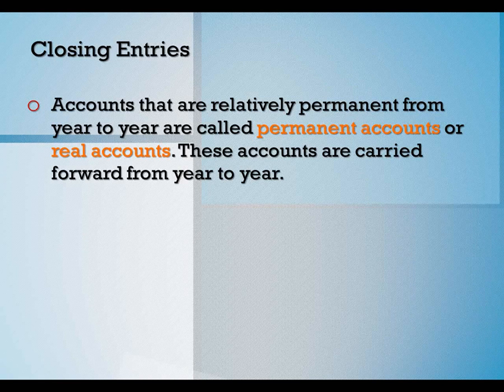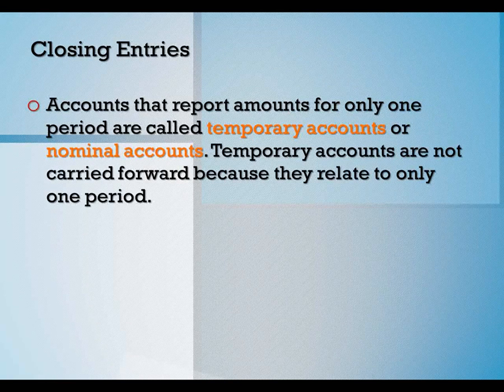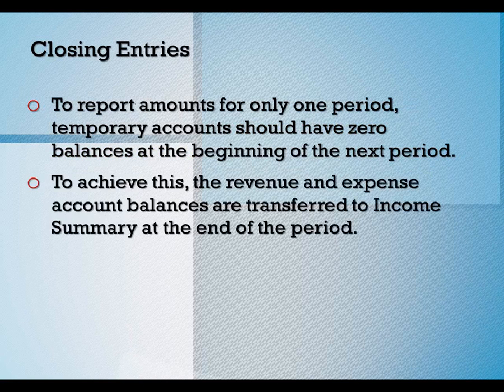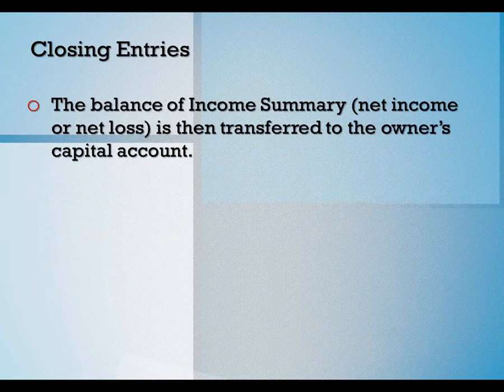real or permanent accounts. Now your temporary accounts are going to be things that we do close and get those to zero so that when you start the new year, they will be ready to start accumulating again. All your revenues and all your expenses fall into this category. They are called temporary or nominal, and they do close. The idea, like I said, is to get your balances to zero so that you're ready for the next period. All of these balances are going to be transferred to an income summary account.